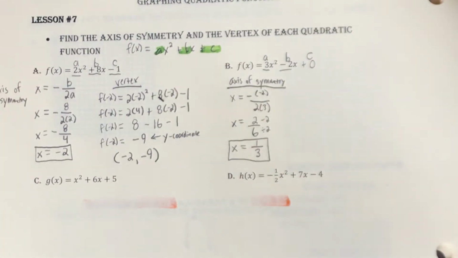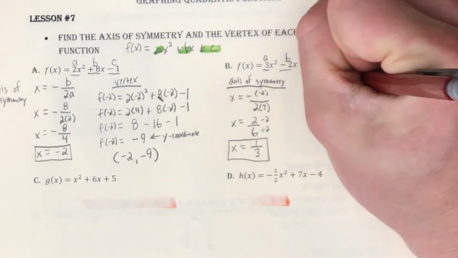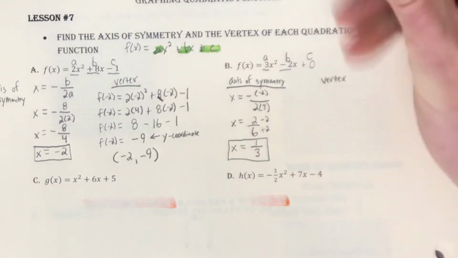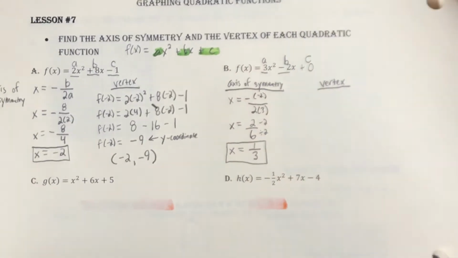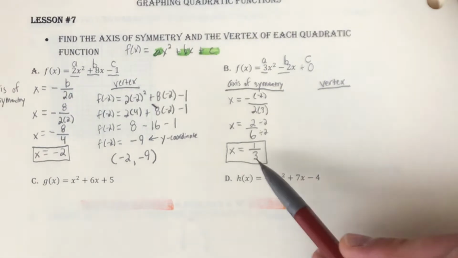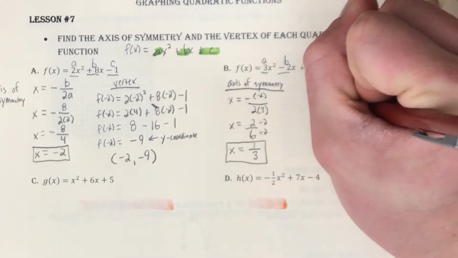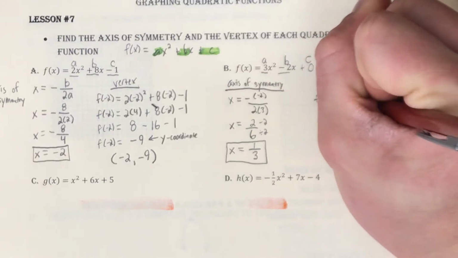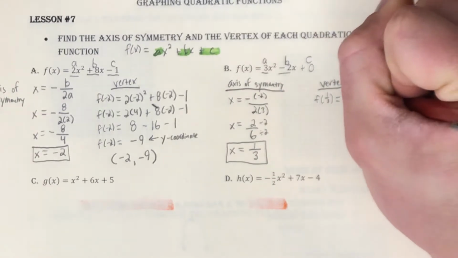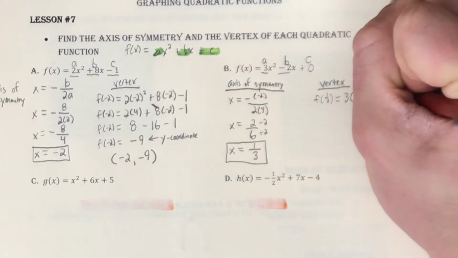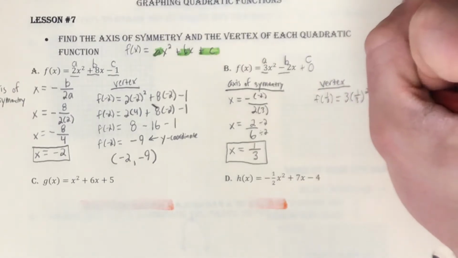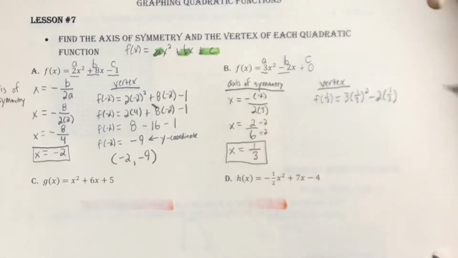Again, once I've got my axis of symmetry, I now have what I need to find my vertex, because I need what x equals to be able to figure out the y-coordinate of the vertex, or the f of x coordinate. So again, just a reminder, all we do here is we take what x equals and we plug it in for all the x values in the original quadratic function. So what I've got is f of 1/3 is equal to 3 times 1/3 squared minus 2 times 1/3.